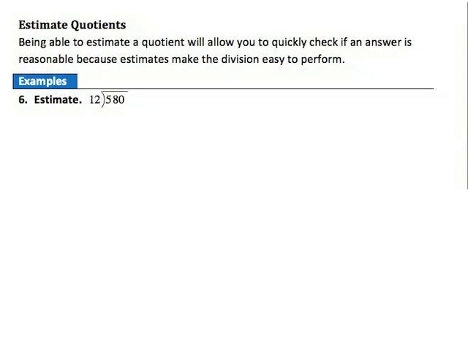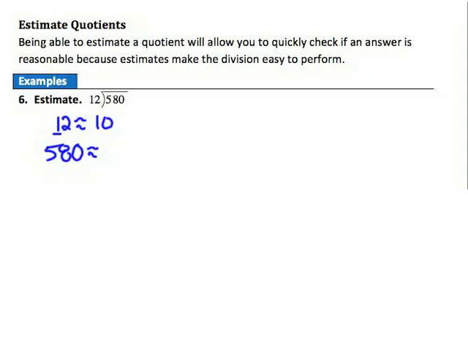Well, the first thing I'm going to do is round each of these numbers. So I'm going to get an estimate for 12, and I'm also getting an estimate for 580. We're going to round each of these numbers to their largest place value. Well, with 12, the 1 is the largest place value, and so I'm going to round to the tens place. When I round 12 to the tens place, that's going to give me an estimate of 10.